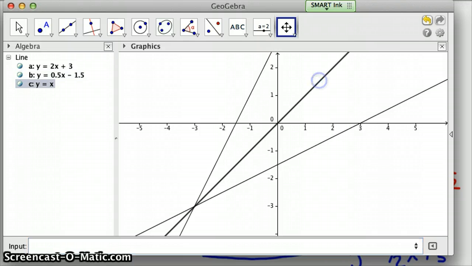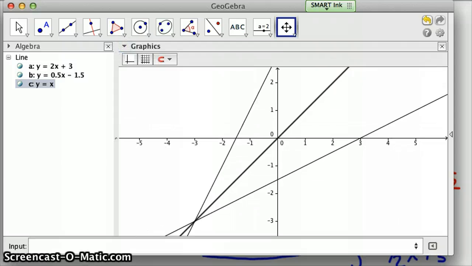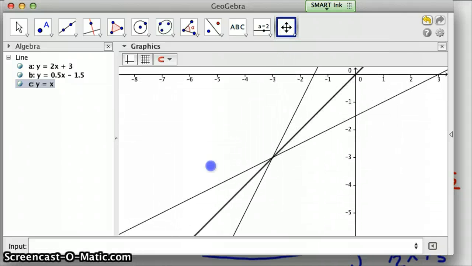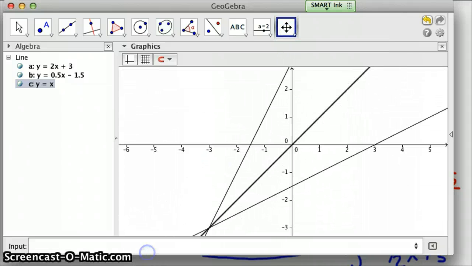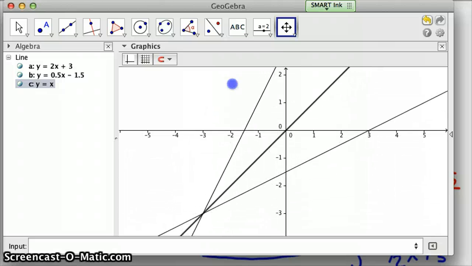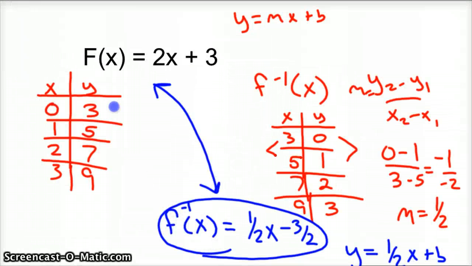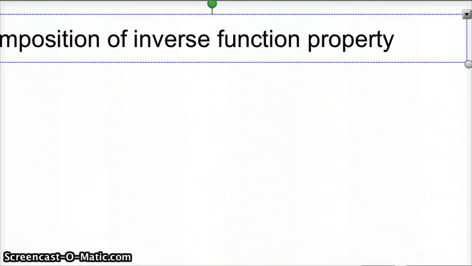And there it is, and you can kind of see that symmetry forming. That symmetry is true for all functions and their inverses. They will all be symmetric about the line y equals x. So that's why I threw that in there. GeoGebra is pretty powerful to help us visualize that.